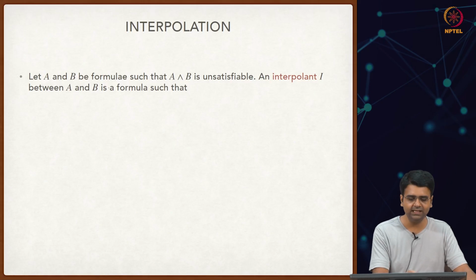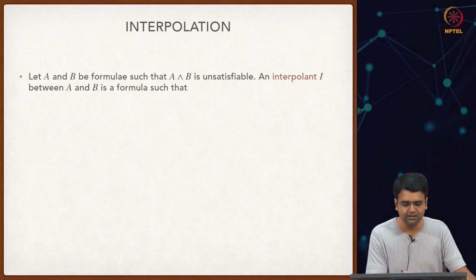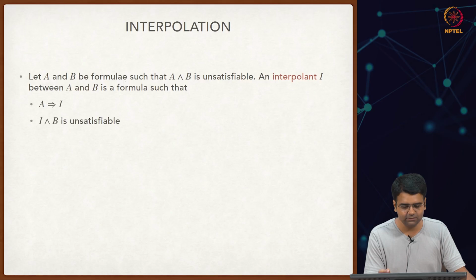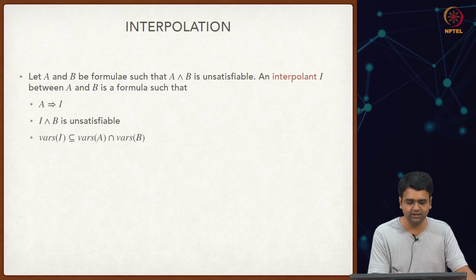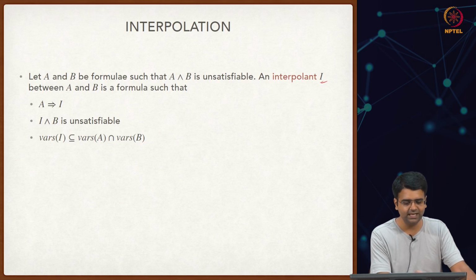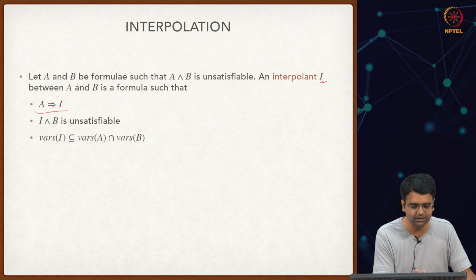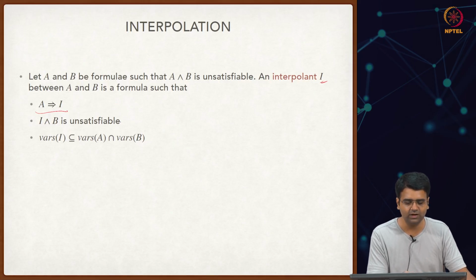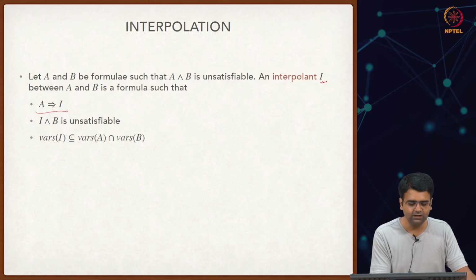So, an interpolant I between A and B is another formula such that it satisfies certain constraints. So, it satisfies 3 constraints. So, this I is the interpolant between A and B. So, this is a formula and it should satisfy these 3 constraints. The first constraint says that A should imply I, meaning that A implies I is valid. Okay. The second constraint says that I and B is unsatisfiable. Okay. And the third constraint says that variables of I must be a subset of variables of A intersection variables of B. So, what is this vars of I?